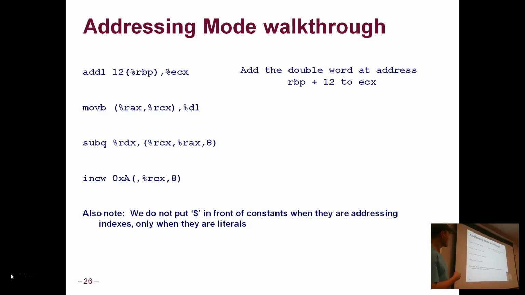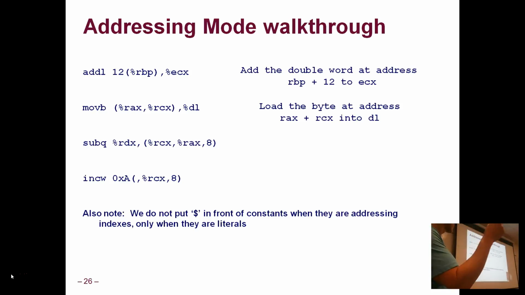So the next one says move byte, and this is a memory operation again because of the parentheses. Because of that, you're operating on a memory location, so you're using the RAX and RCX registers to calculate that address. And because it's a byte operation, your other operand, which is a register, has to be a byte operand as well. So %DL is the low byte of register RDX. So this instruction says move the byte at address RAX plus RCX into DL. So when you write your program, you have an array, and you have an address to that array that might be using this kind of mode. That's what this thing is doing.